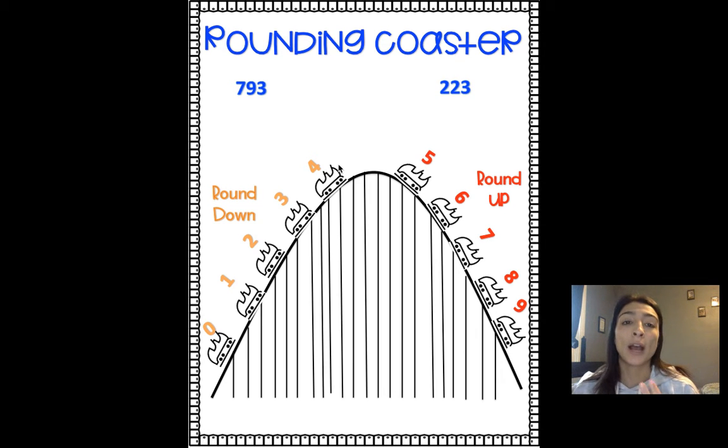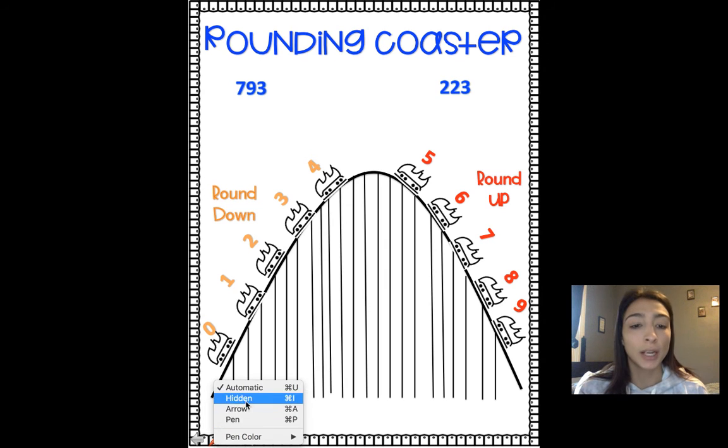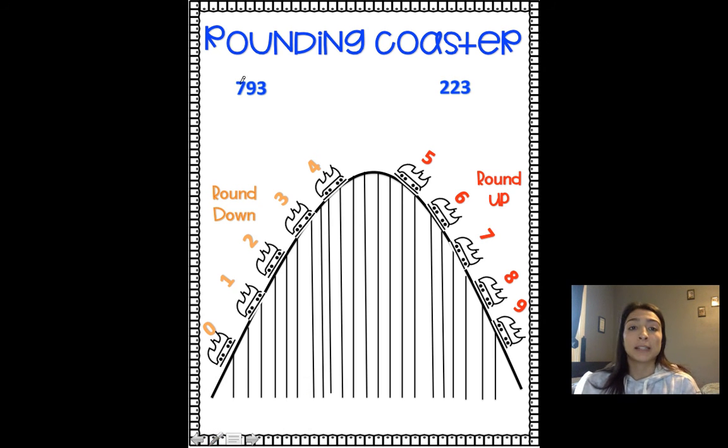So if I ask you to look at this number 793, so I see 793. If I ask you to round to the nearest hundreds place, I know that the 7 is in my hundreds place. So I want to look at the number in front, or you could say behind it. So I want to look at my 9. Now looking at my 9, am I going to round up? Am I going to take my 7 to an 8? Or am I going to keep it down at a 7?